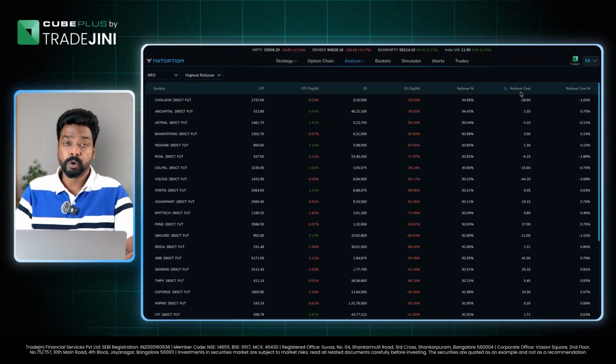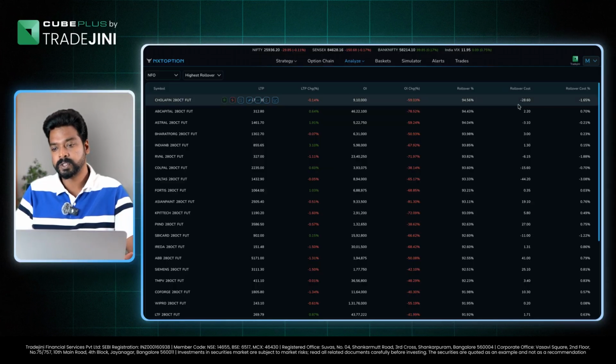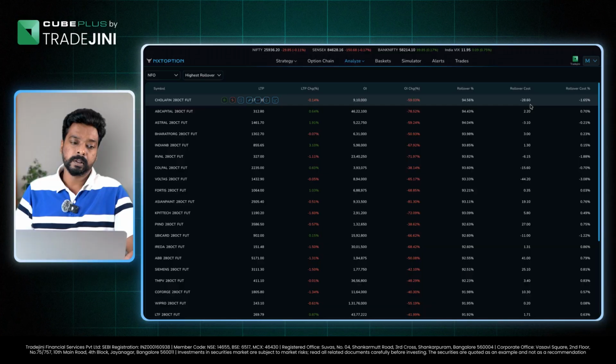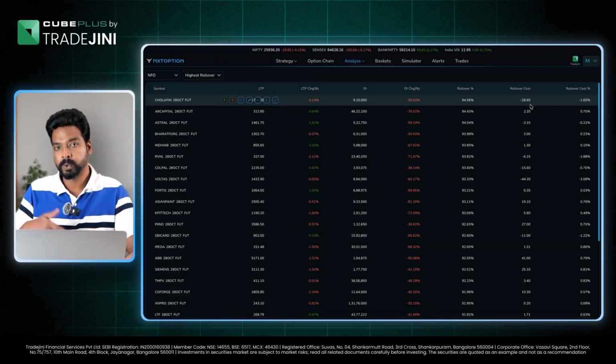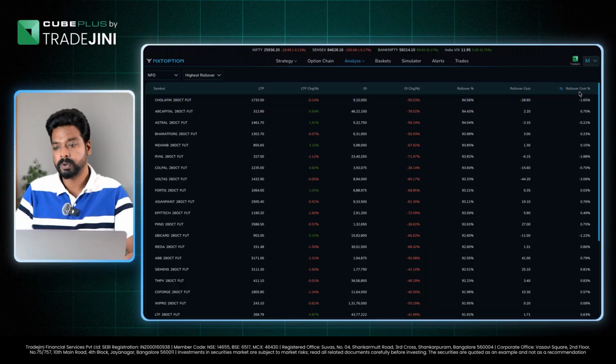So what is rollover cost? If you look at it here, it is minus 28.6, which means the future of Cholamandalam Finance is available at 28.6 cheaper compared to the current month, having an expiry of 20th October. And the rollover cost is about minus 1.65%. That is the rollover cost percentage.